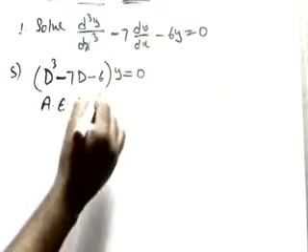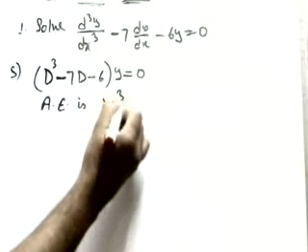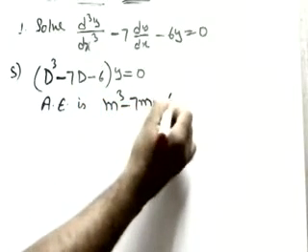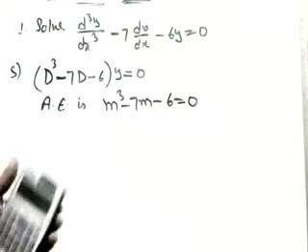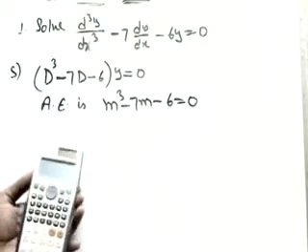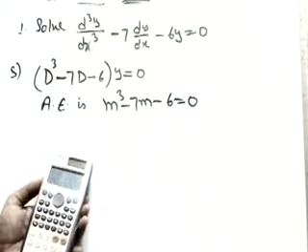Now let me write the auxiliary equation. In place of D you write m. This will become m cube minus 7m minus 6 equals to 0. So this is a cubic equation. We can take this directly from the calculator, no need to solve all the things. How to take it from the calculator?